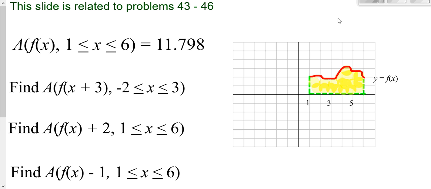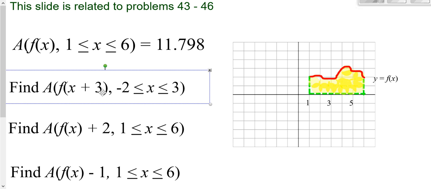So here we're going to look at a problem that'll hopefully help you as you are going ahead and looking at problems 43 to 46. Here we're told that the area underneath a given curve, we don't necessarily know what it is, from 1 to 6 is 11.798. So here I just drew a curve going from 1 all the way to 6. And we're going to assume that the area that I have highlighted here is what we're talking about.